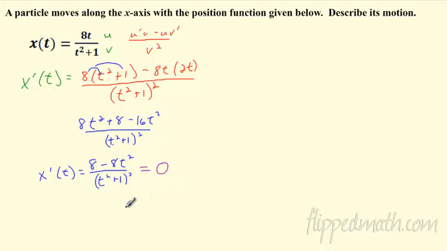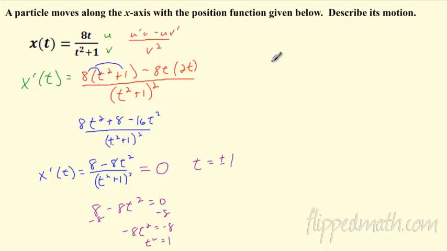So when I do something like this, I don't really need the bottom. If it's a fraction and the top equals 0, 0 divided by anything is 0. I check the bottom for excluded values, but that'll never be 0, so I don't have to worry about that. So really, all I got to do is say, hey, when will this equal 0? And this is an equation we can solve. You can just subtract 8 from both sides. You get negative 8t squared equals negative 8. So t squared equals 1. So what is t going to be in this case? Well, we are going to have some critical points at plus or minus 1.